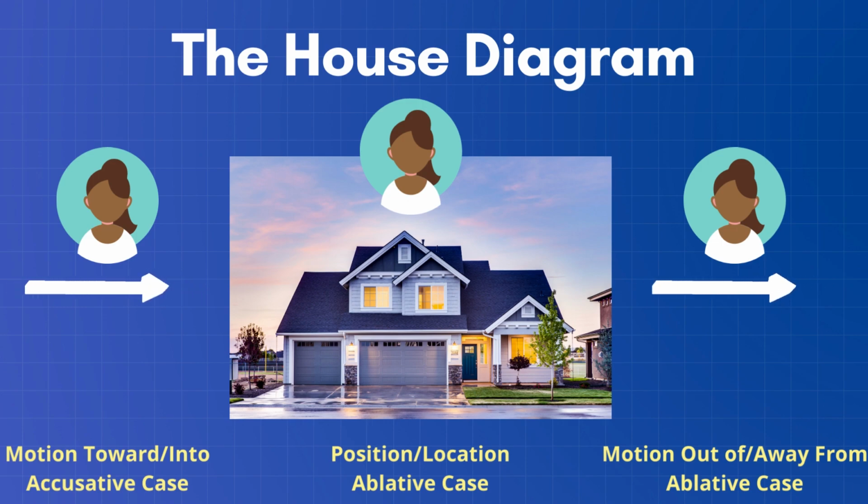So again, if I'm going towards the house, accusative. If I'm in the house, ablative. If I'm away from the house, ablative. This is important because you want to remember this relationship of when we use the accusative and the ablative cases.